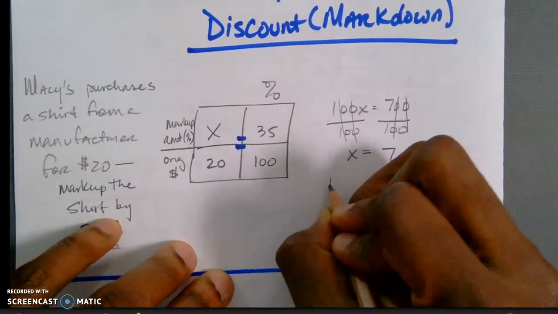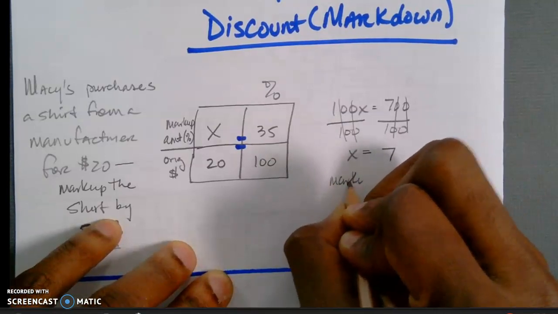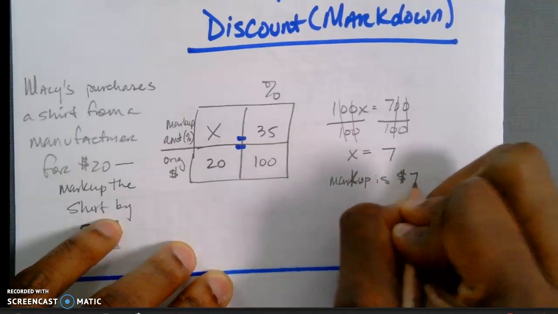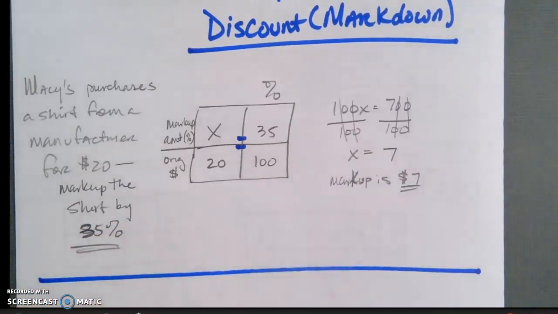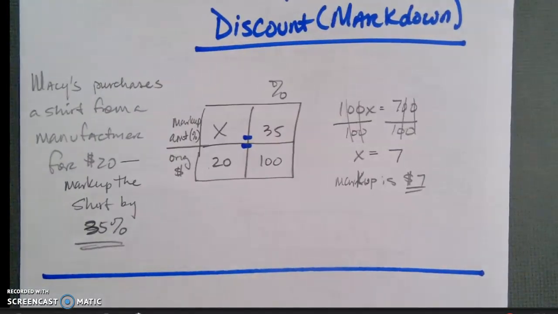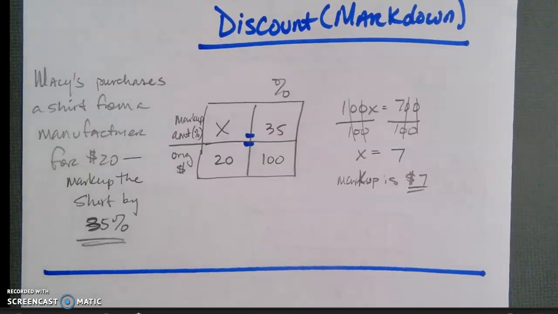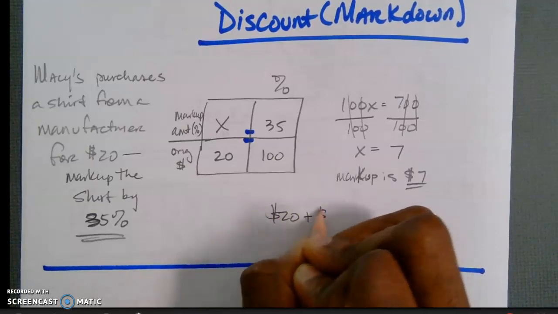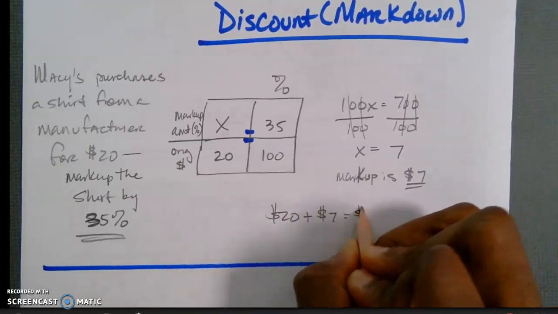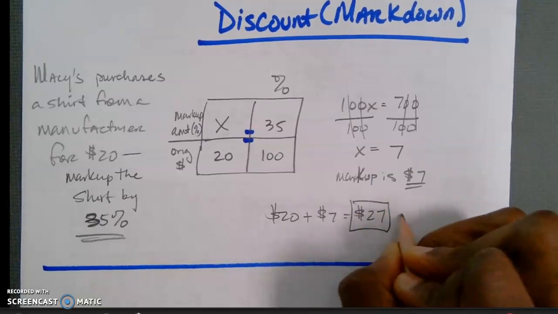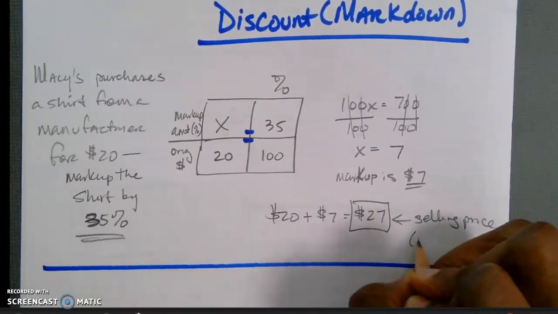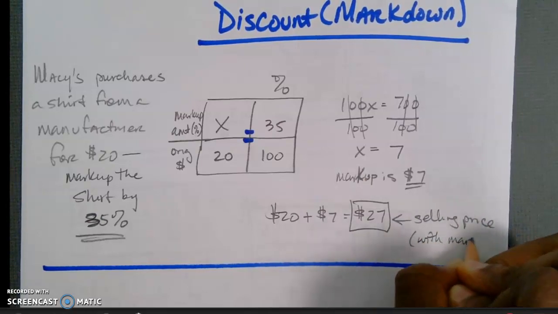So my markup is $7. That's the amount that they built into the price of that shirt. Now remember, their cost was $20 that they purchased that item from their manufacturer. Now, in order to put it in their store to make the profit, I need to add $20 plus $7, which is going to give me my selling price. And this is with markup.